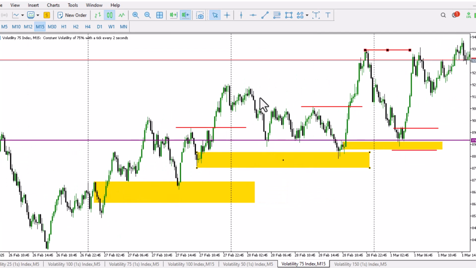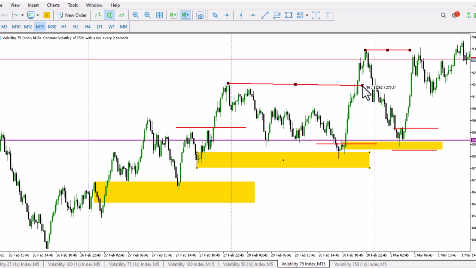And look at what price did. Price came the next day and retested this particular order block. And remember, we are looking for a confirmation of two candles, and this is the confirmation, two green candles, because we want to buy. This is your entry position, your stop loss is going to go below here, and the take profit is going to go on top of this particular high.